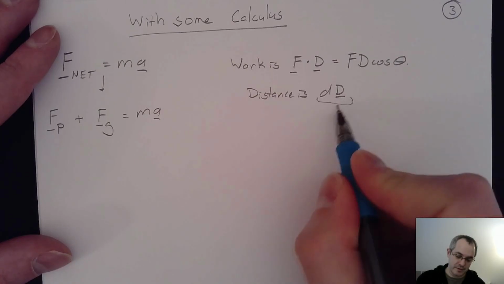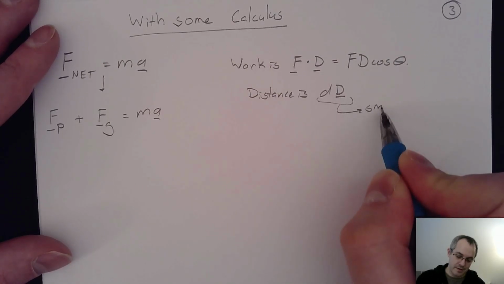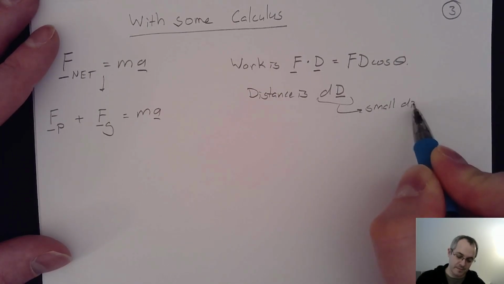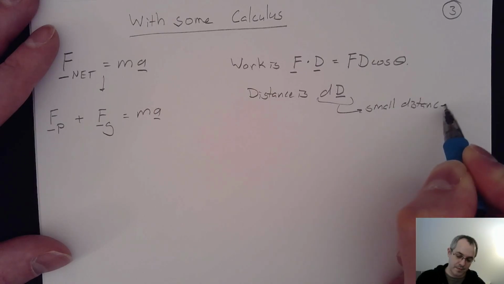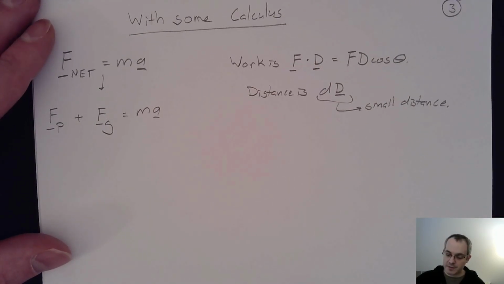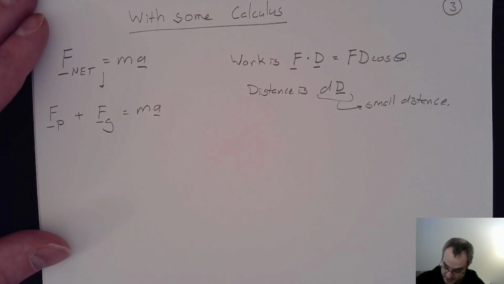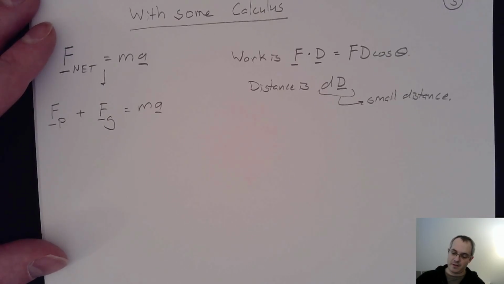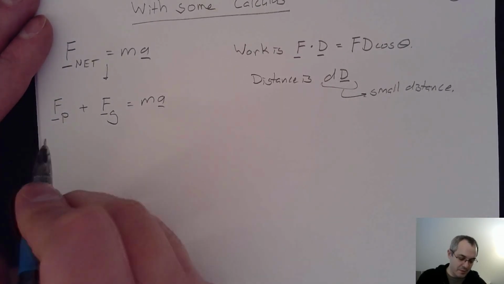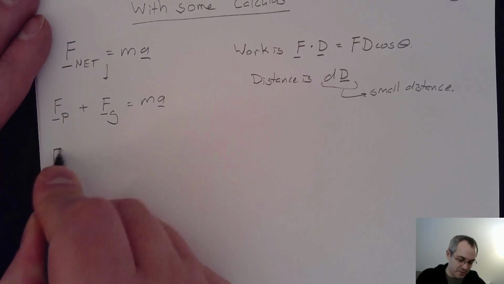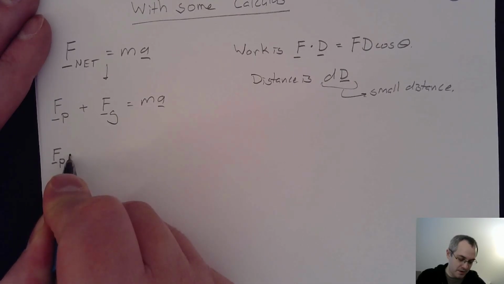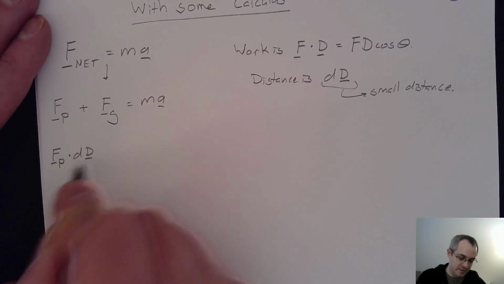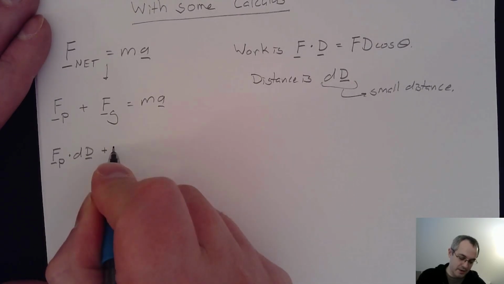So this is small distance, which you should be at least somewhat familiar with having finished Calc 1, right? Okay, so that's the distance that we want to move, and so we will do the same thing that we did before and dot product it on in there to get energy showing up.